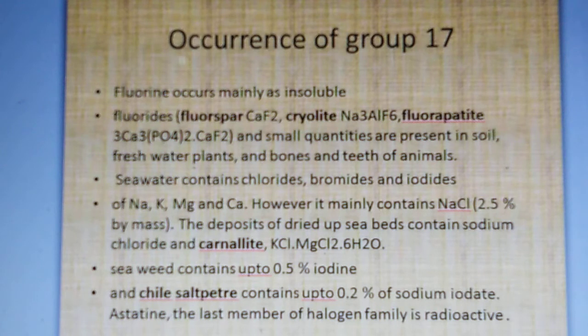Astatine, which is the last member of the halogen family, is radioactive. So this is the occurrence of group 17. What is the question based on? Generally, an MCQ is asked.